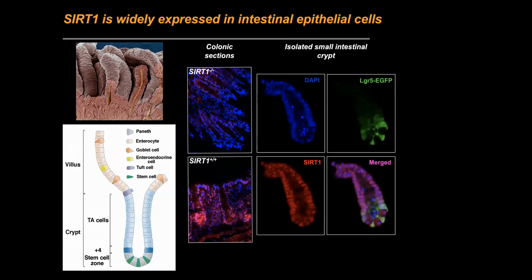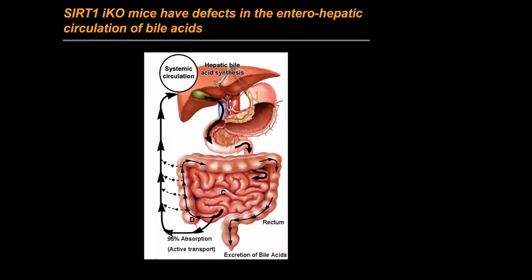from intestinal epithelium. So in order to study SIRT1's function in intestine, we generated an intestinal-specific SIRT1 knockout mouse model by breeding SIRT1 floxed allele with Villin-Cre mice. So these mice have deletion of SIRT1 in all the intestinal epithelial cells. The SIRT1 intestinal knockout mice are typically normal under normal feeding condition when they are young. So the only defect we can see is in their enterohepatic circulation of bile acid.